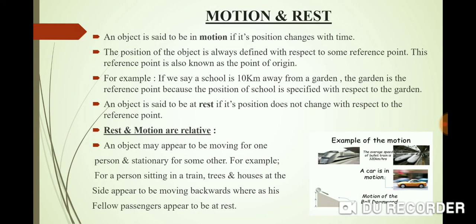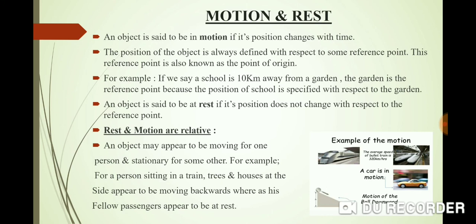For example, if we say a school is 10 km away from a garden, the garden is the reference point because the position of a school is specified with respect to the garden. You can take any other stationary object, such as a railway station or airport, from where the distance of the object can be measured.